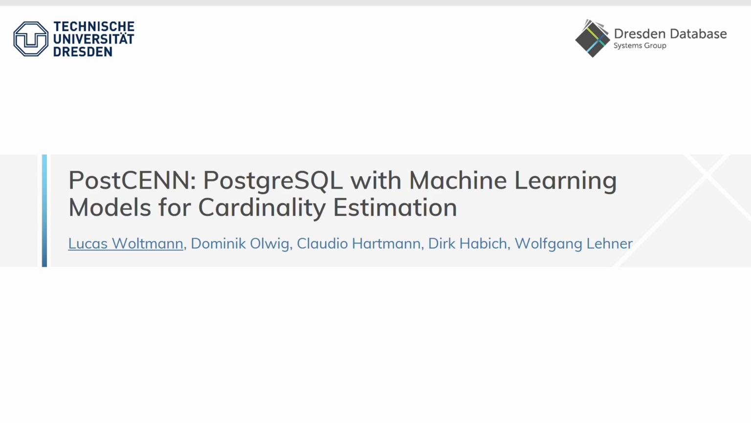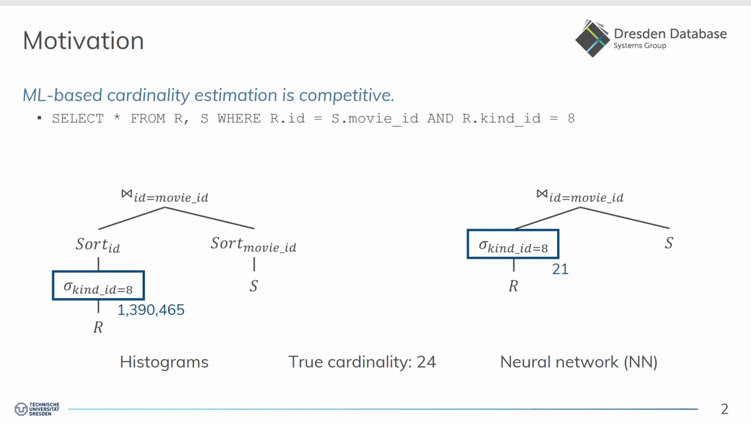Welcome to our demo for PostCENN, where we integrated machine learning models, namely neural networks for cardinality estimation into Postgres. Cardinality estimation has a high impact on query processing. You can see here that with better estimates we get better query plans. And in our demo we want to give the user the possibility to test different estimators, especially the neural networks.